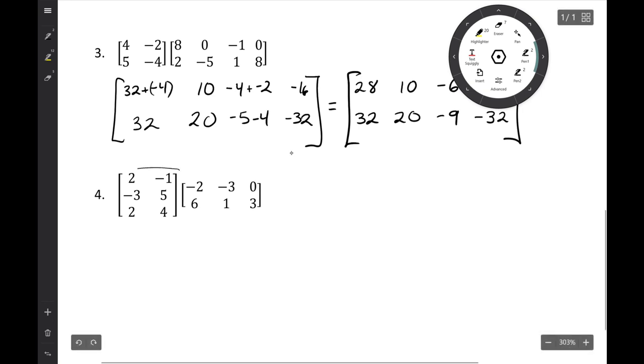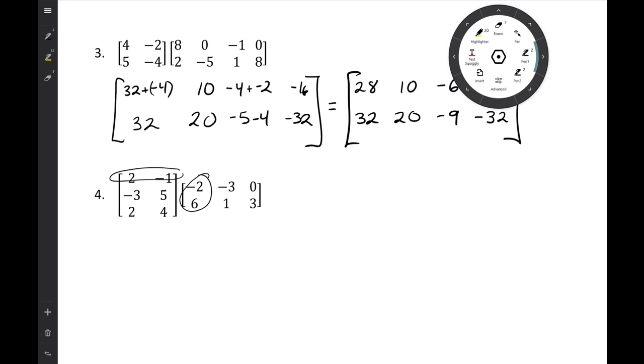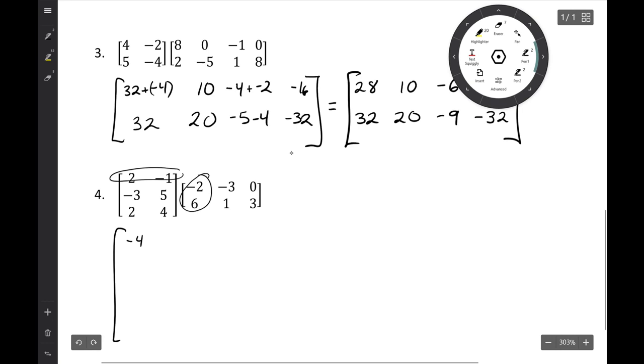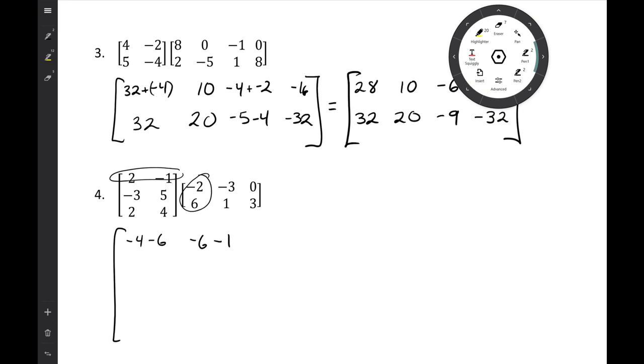Last problem, same process. Really, it's the same process for all these. They aren't all that exciting. Do 2 times -2 gives me -4. -1 times -6 gives me 6. 2 times -3 gives me -6. -1 times 1 gives me -1. 2 times 0 gives me 0. -1 times 3 gives me -3.